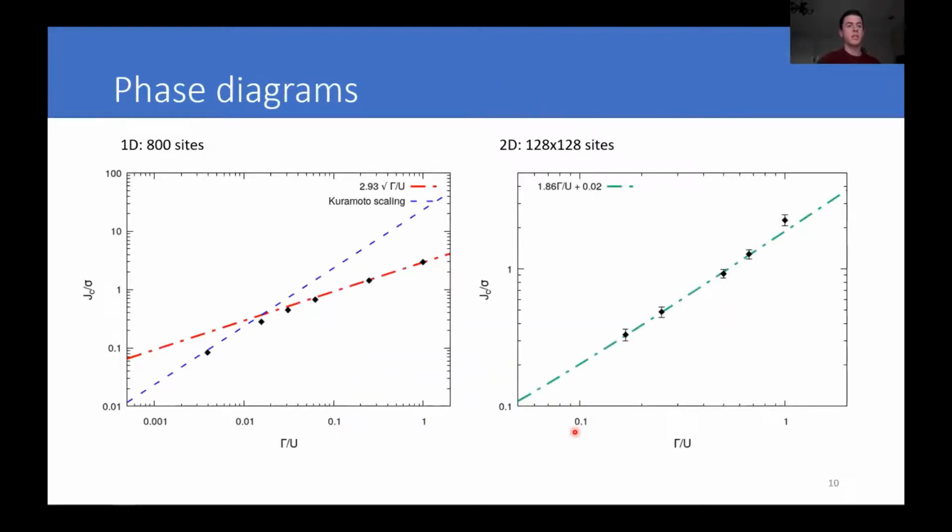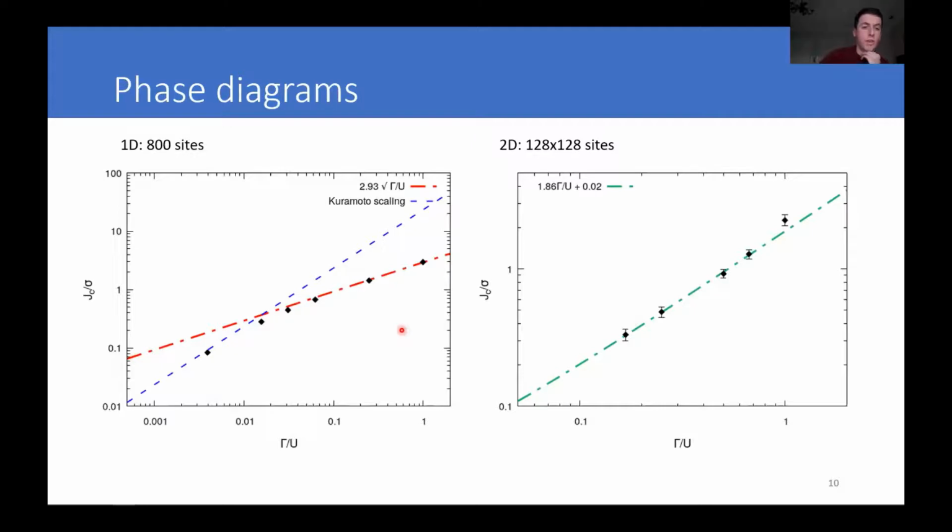So on the next slide here, I've plotted 2 phase diagrams for our system. On the left we have a 1D phase diagram, on the right we have a 2-dimensional one. And as I said, the critical tunneling strength at which we cross over from desynchronization to synchronization goes with the square root of gamma over u in 1D, and it goes linearly in 2 dimensions. So on this log plot, you can see we've plotted gamma over u with a slope of half.